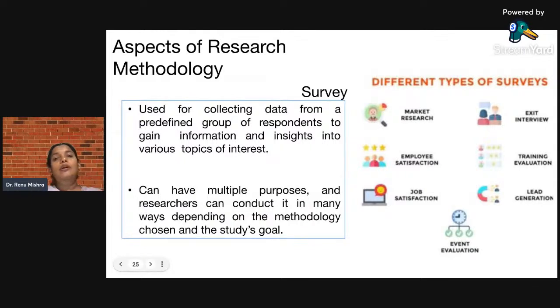So when we talk about data collection methodology, one very common method is the survey. Let's say you want to understand employee satisfaction, market research, or training evaluation. For all this, you can go for a survey, and you can get information from the respondents about what they think.